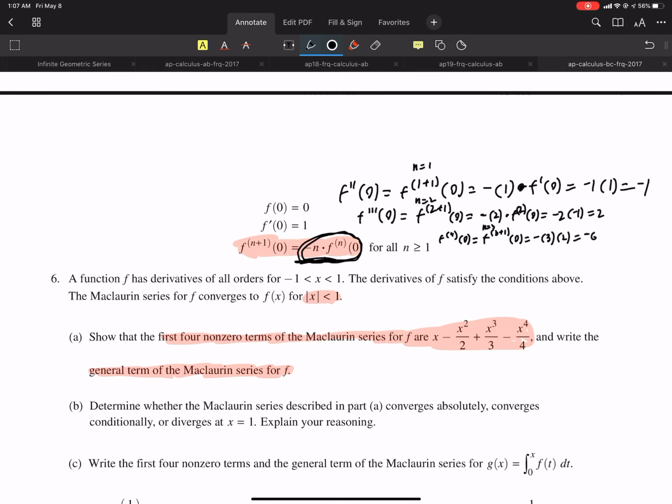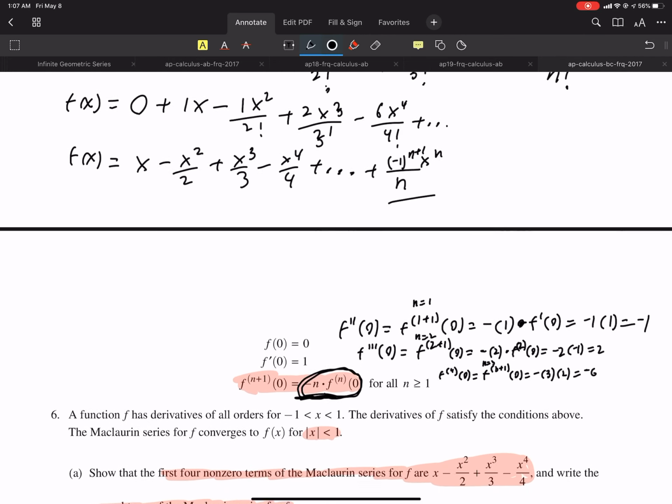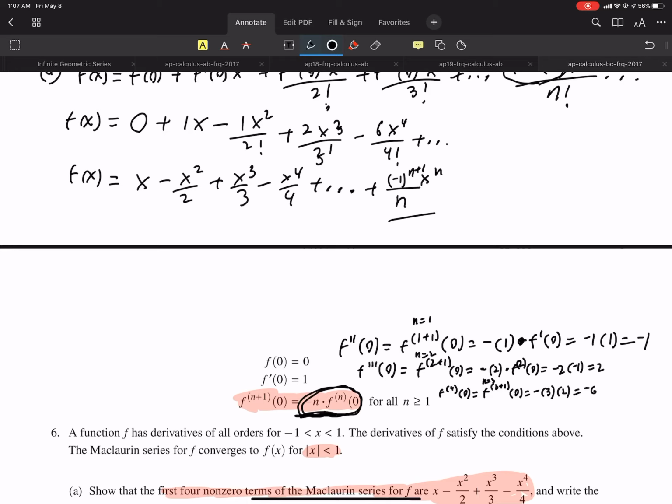Determine whether the Maclaurin series described in part A converges absolutely, converges conditionally, or diverges at x equals 1. Explain your reasoning. Okay, so we need to plug in 1 and test the series. So let's do that. Let me erase all of this stuff here.